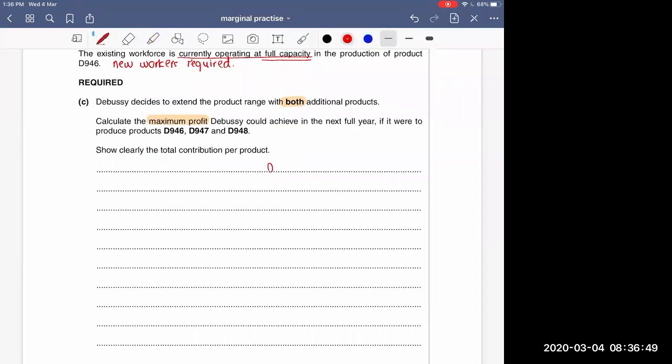So, we have three products, we have a total profit. So, we will make three columns, 946, 947, 948. And we will also be making one additional column. And that is going to be a total column.